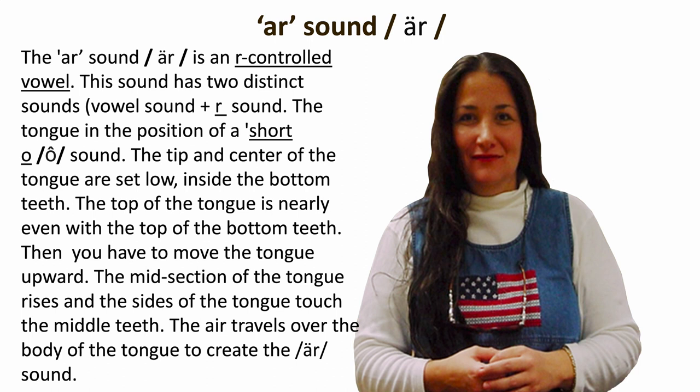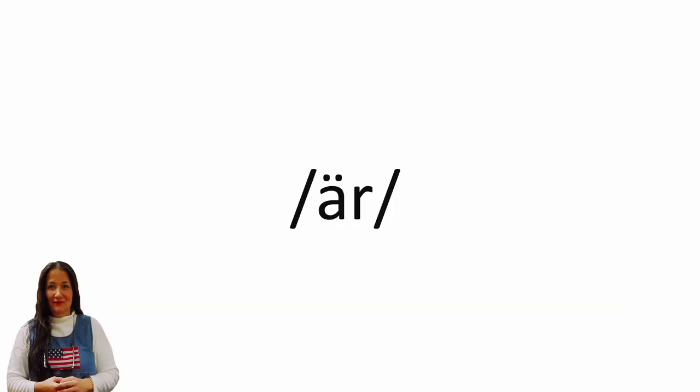Then you have to move the tongue upward. The midsection of the tongue rises and the sides of the tongue touch the middle teeth. The air travels over the body of the tongue to create the R sound. R. Notice when you see this symbol with the two dots, this is the R sound. I took the time to write out everything phonetically so that you could see that it's the R sound.